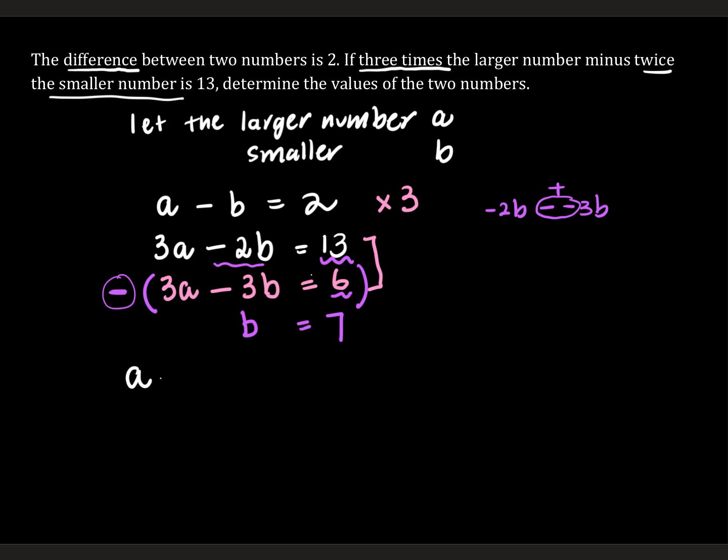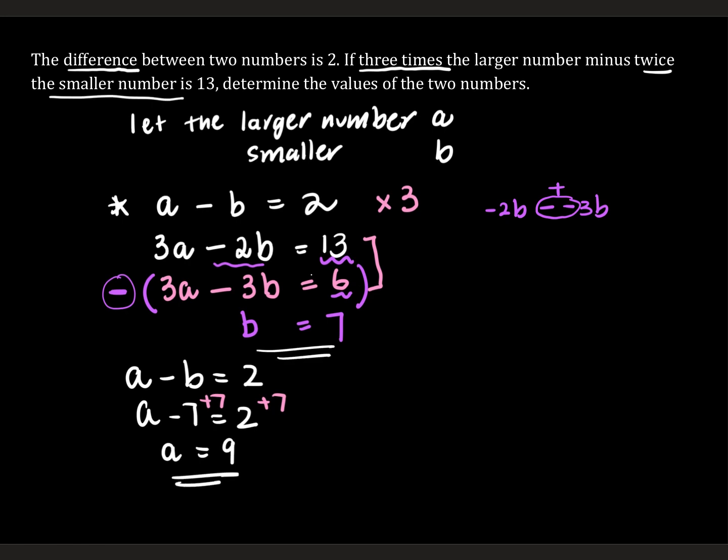What next? Well, I know that a minus b is 2. That's this equation here. So a minus 7 is equal to 2. Add 7 to both sides, and I get a is equal to 9. So I would say the two numbers are 9 and 7.